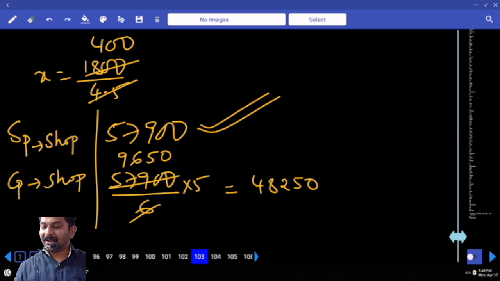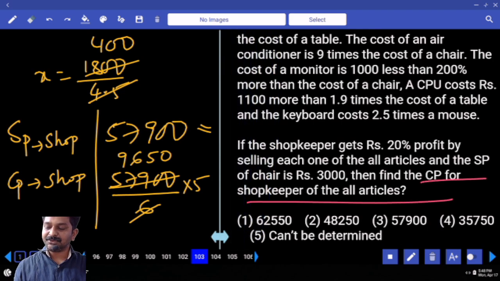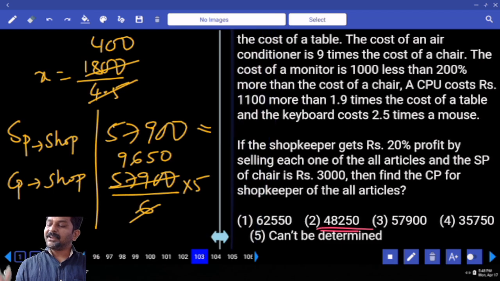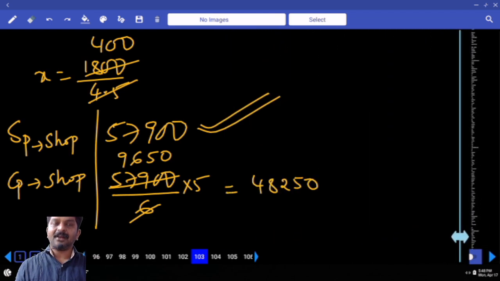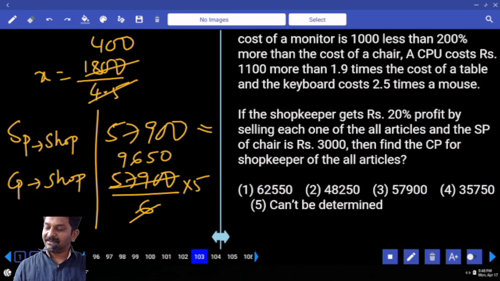48,250. It is the cost price they asked you. The cost price for the shopkeeper of all the items together, the answer must be 48,250. Got it? And for selling price, what is the selling price? 57,900.